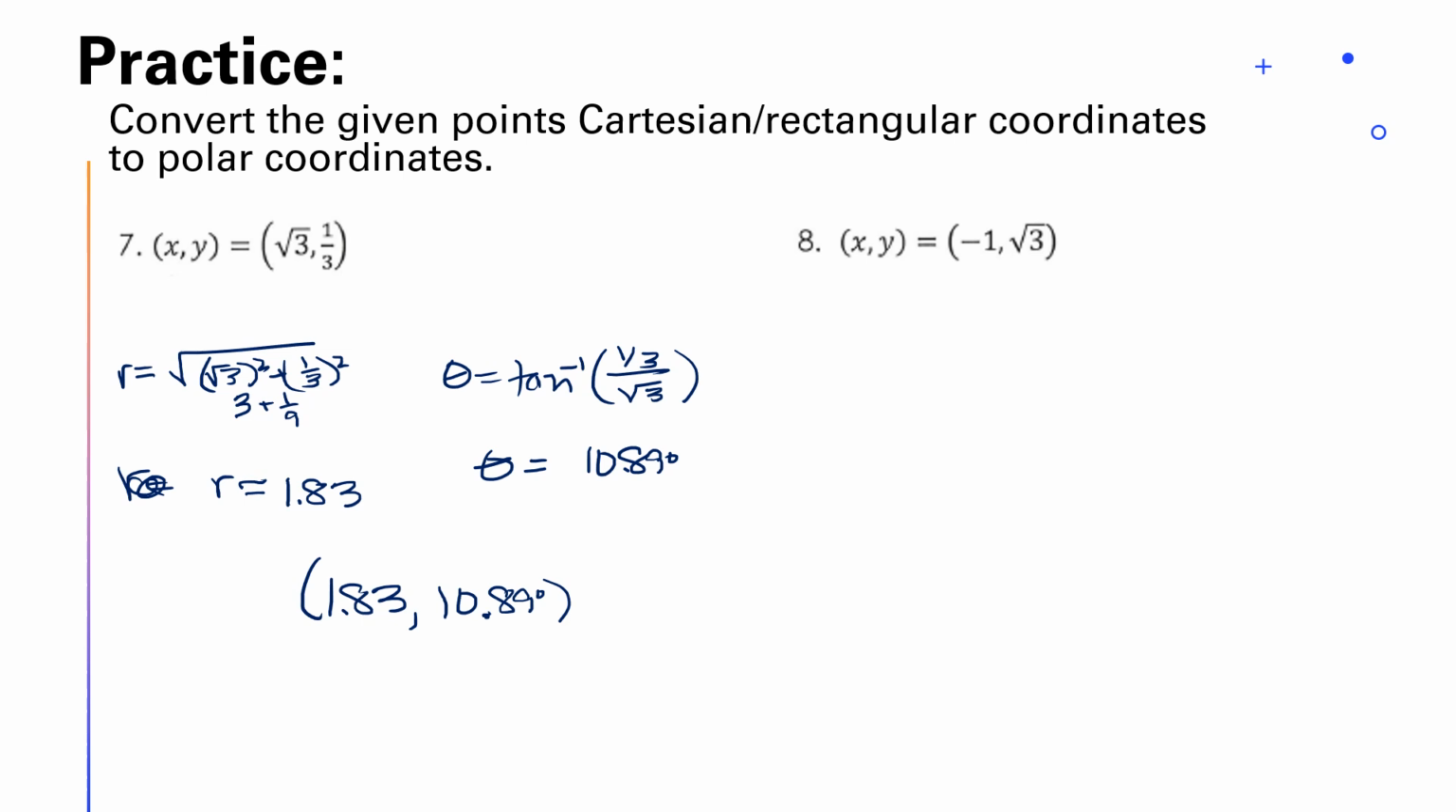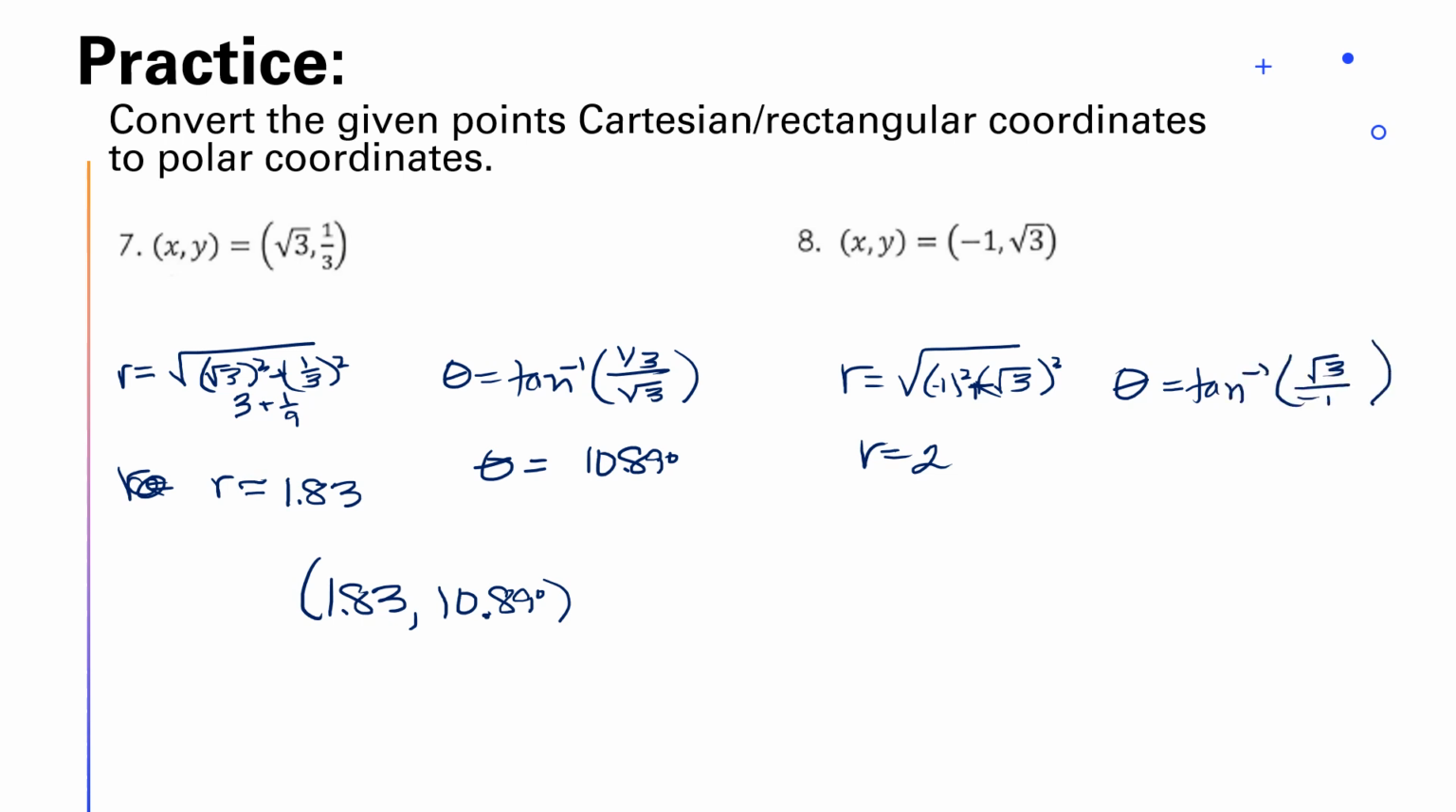Okay, we are back, and let's see how you did. R is the square root of -1 squared plus the square root of 3 squared. Make sure that you're using your parentheses correctly. 1 and 3 gives me 4. Square root of 4 is 2. Okie dokie, got that. And our theta is tangent inverse of the square root of 3 over -1.